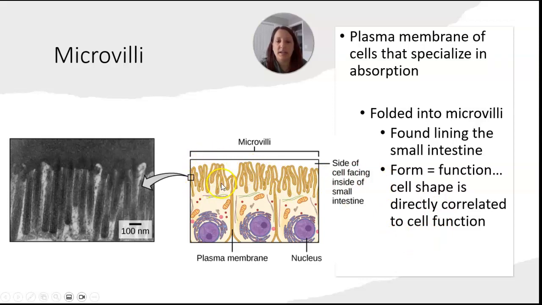And so that's pretty neat. What happens here again is the membrane is going to get folded. And what that does is it increases the surface area of the membrane, which allows it to absorb more. And so this is another example of form equals function, right? Again, the shape of these cells, the shape of their membrane, is directly correlated to the cell's function. They function in absorption. The more surface area they have, the more absorption that can take place.